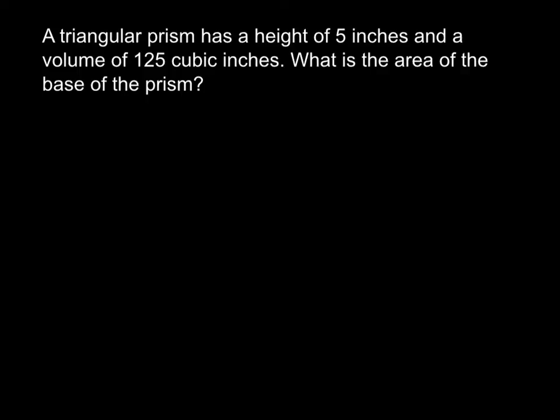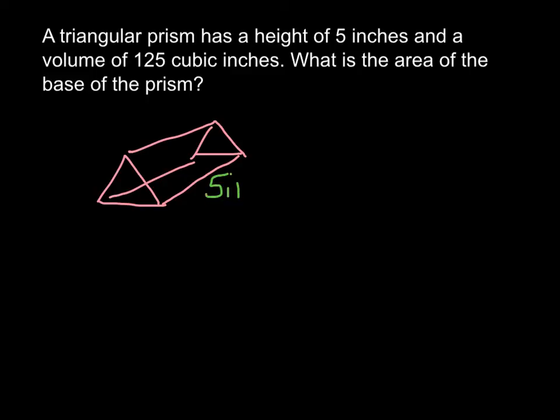Other times you'll be given a problem like this. A triangular prism has a height of 5 inches and a volume of 125 cubic inches. What's the area of the base of the prism? Well, let's go ahead and draw a picture. We know it's a triangular prism. And we know that the height is 5 inches. That's the distance between the bases. We know that the volume is 125 cubic inches. What we're looking for is the area of the base.